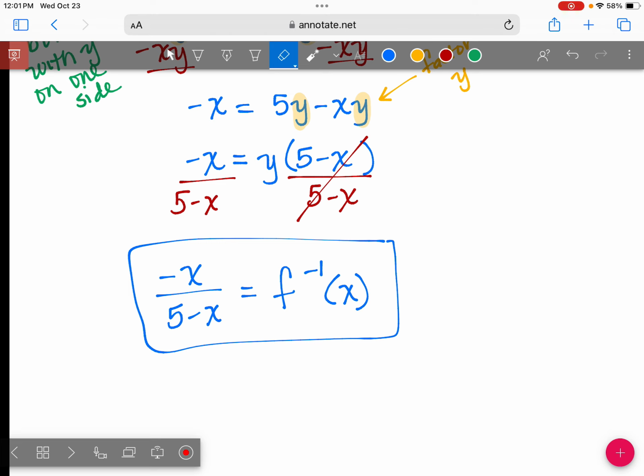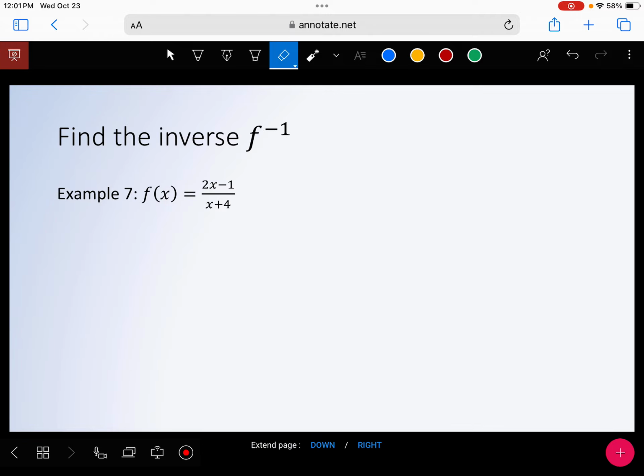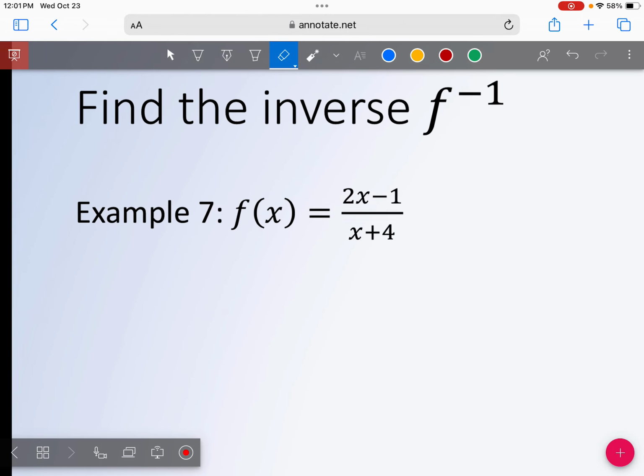Who remembers this from Algebra 2? A little bit. These are a little bit harder, but essentially everything we're doing in Chapter 5 is from Algebra 2. Okay, let's go ahead. I think this is our last one, and we'll be done.